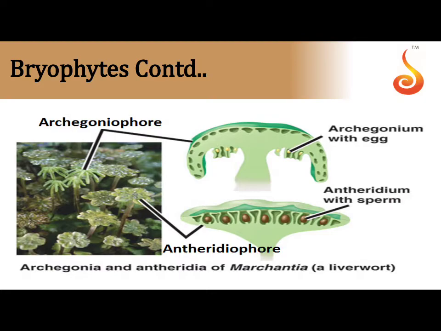So concentrating, as you know, this slide is showing the liverwort Marchantia, and Archegonium of Marchantia, Antheridium of Marchantia. Antheridium is the male sex organ. Archegonium is the female sex organ. I want to say one important point here.